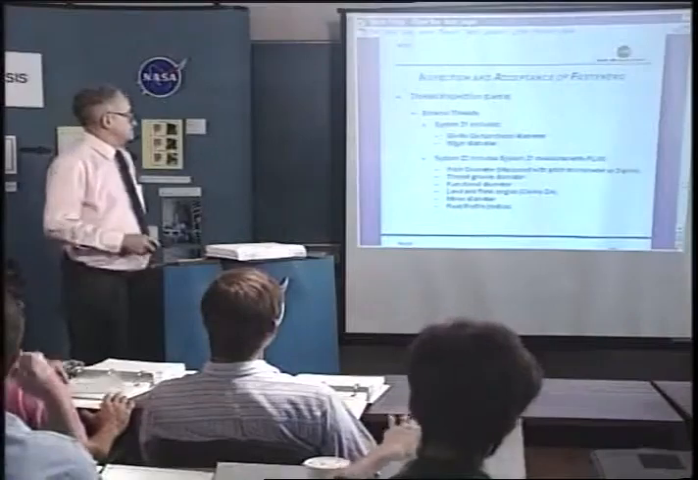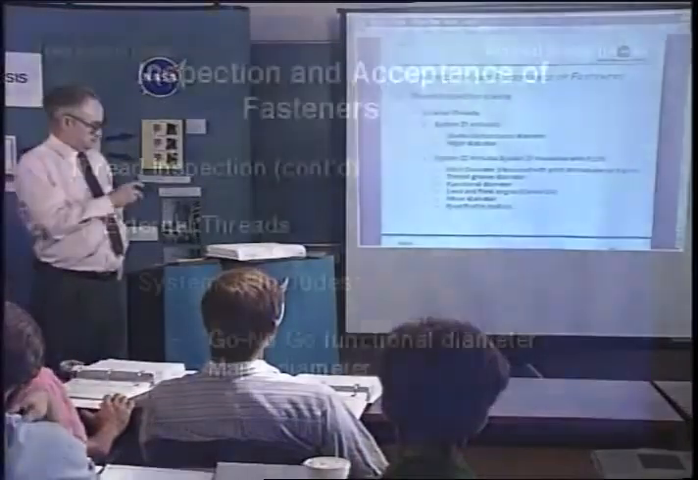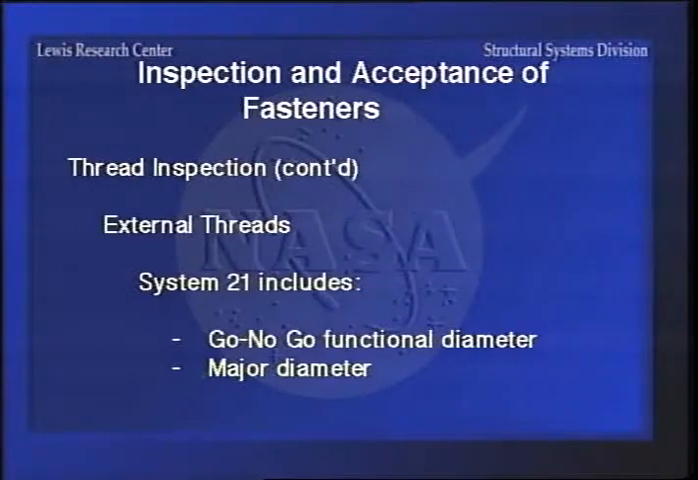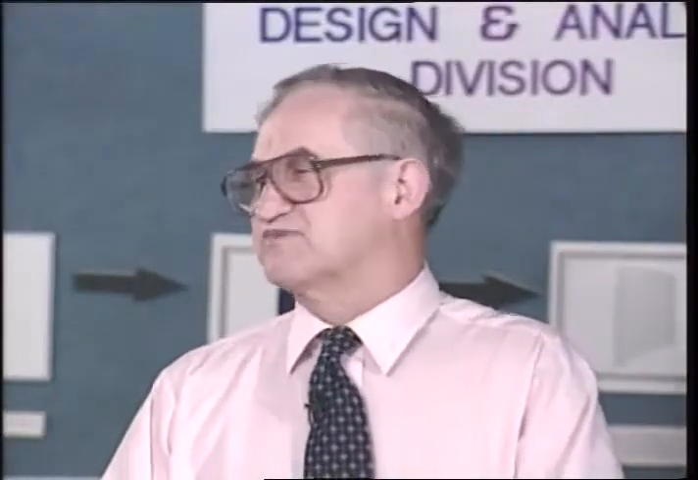Now, for external threads, System 21 just includes go, no-go diameter and the major diameter. That's all that they do, and you usually measure it with what they call a ring gauge, which is nothing more than a calibrated thread in a ring that replaces what you would normally use as a nut, and you try to thread the fastener into it. If it goes, it's fine. Then you use the other one, the no-go, and if it doesn't go in that one, that means you are within the acceptable limits.